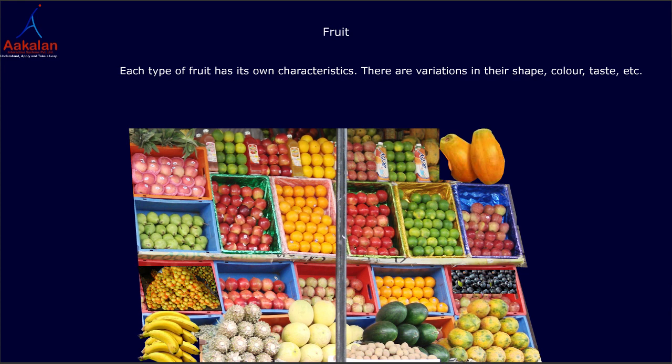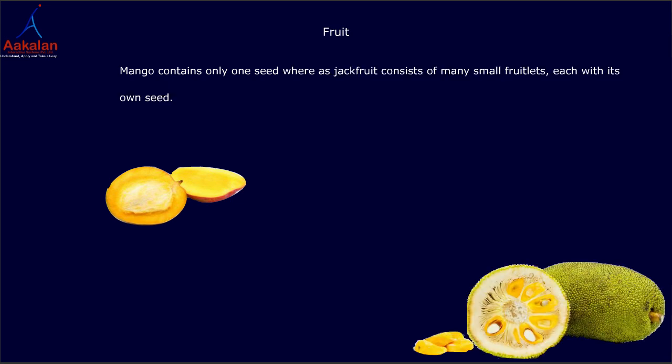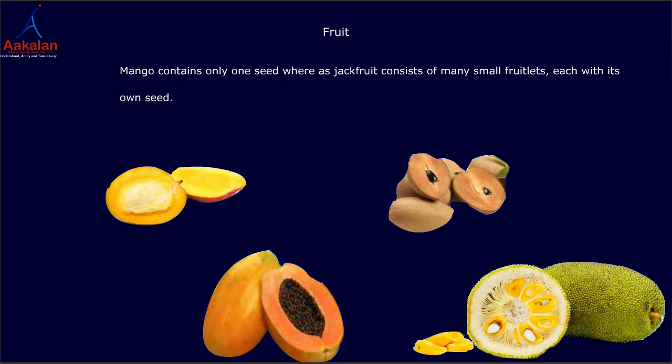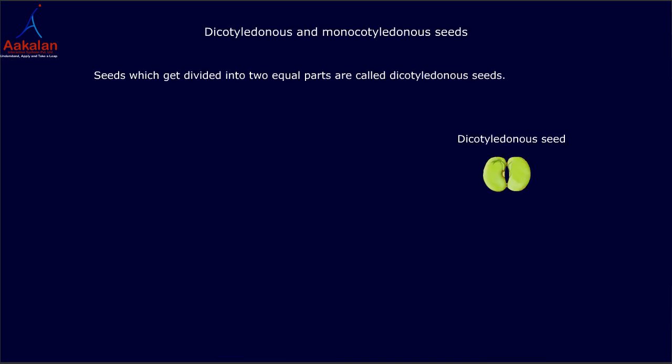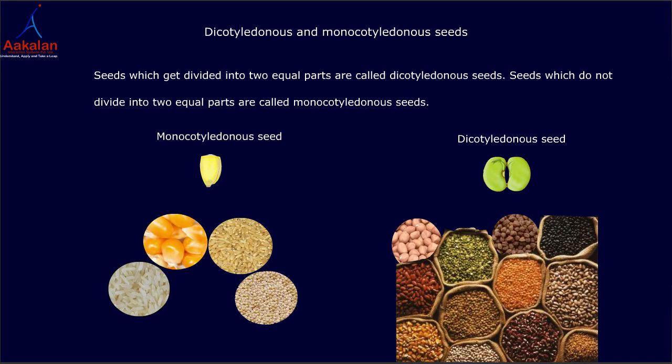Fruit. Each type of fruit has its own characteristics. There are variations in their shape, color, taste, etc. Mango contains only one seed, whereas jackfruit consists of many small fruitlets, each with its own seed. Seeds which get divided into two equal parts are called dicotyledonous seeds. Seeds which do not divide into two equal parts are called monocotyledonous seeds.